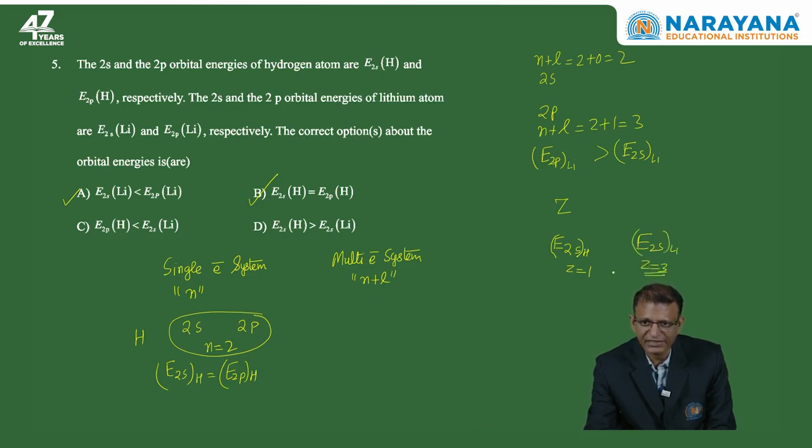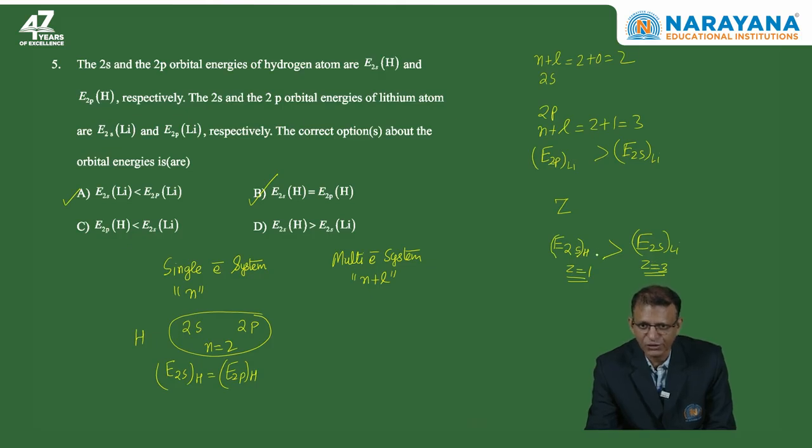So the higher the value of Z, the more the Z effective. It means more force of attraction, which means less energy, right? So if we talk in terms of energy, the energy of an electron in 2s of a hydrogen atom should be greater than the energy of an electron in 2s of a lithium atom.